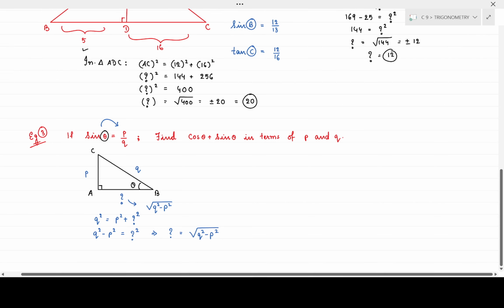Now we will find out the given value. According to cos theta, base by hypotenuse. So base we just now calculated, under root Q square minus P square, by hypotenuse, and that is Q, plus sine theta, perpendicular by hypotenuse. So the result will be equal to under root Q square minus P square plus P, and the whole thing divided by Q. This will be your answer.